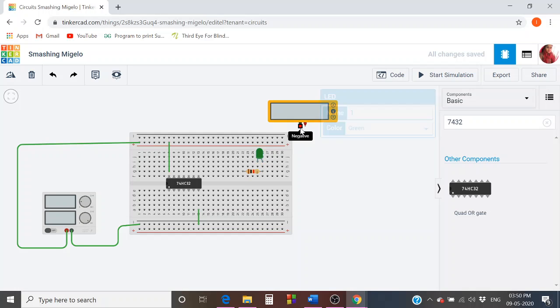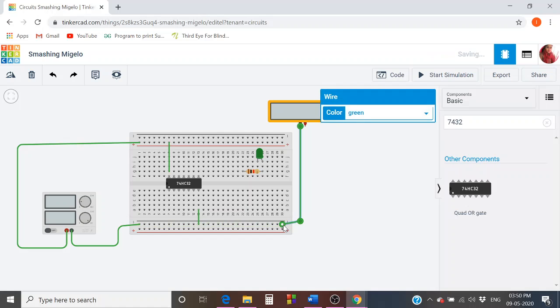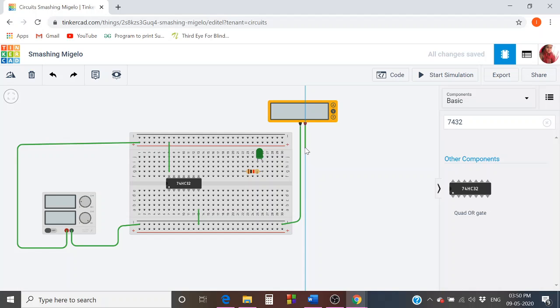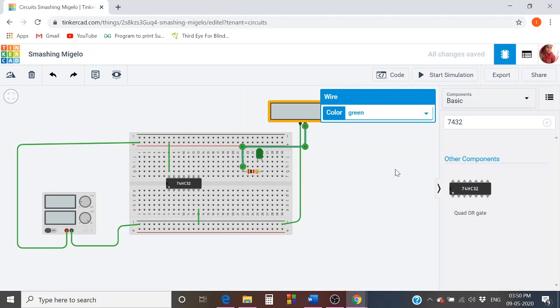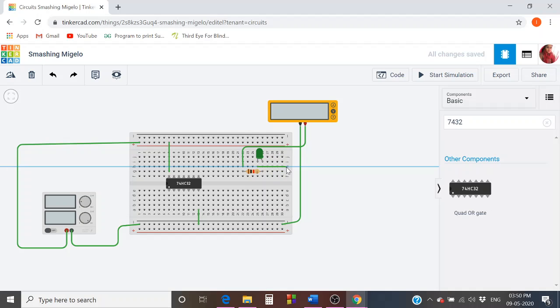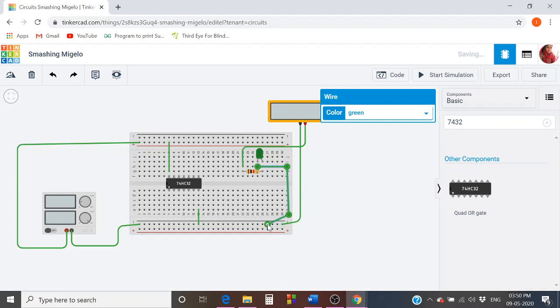This is negative part of the multimeter. You have to put it in the ground. And this positive to check the voltage. This is cathode. You have to put it on the ground side. Okay.